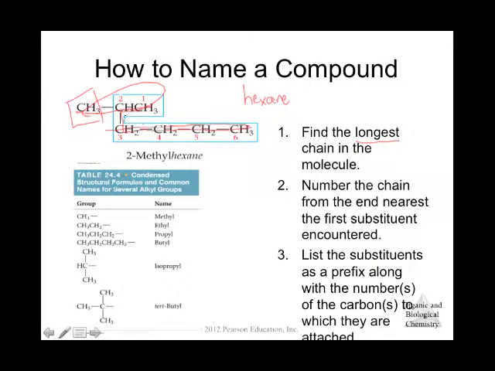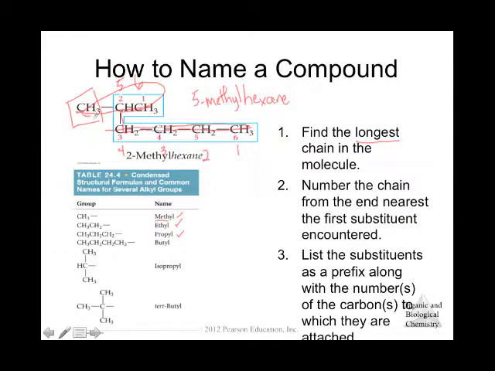All right. So if I had started numbering at this end and called it 1, 2, 3, 4, 5, 6, then this would be 5-methyl hexane. Methyl is the name given to the substituent that has 1 carbon. Notice the meth base. If it has 2 carbons, it's ethyl and propyl and so on.